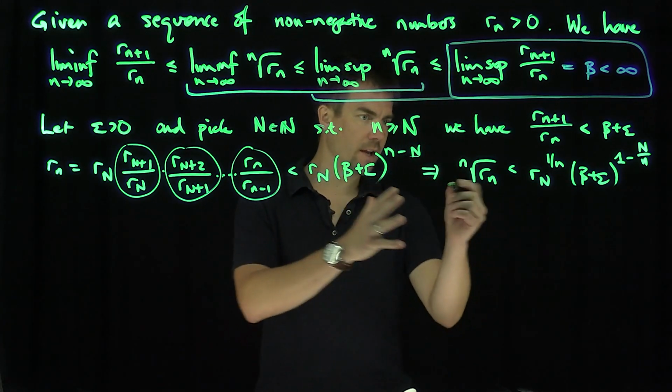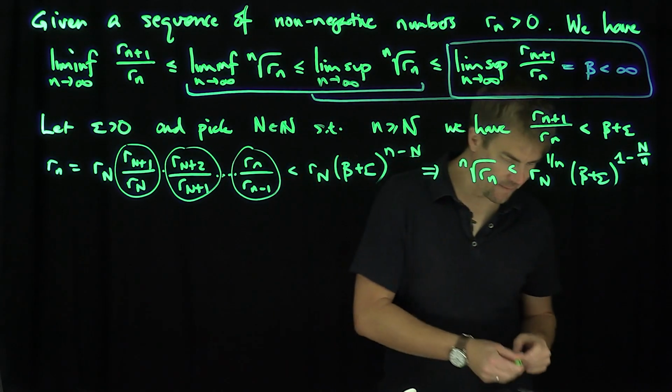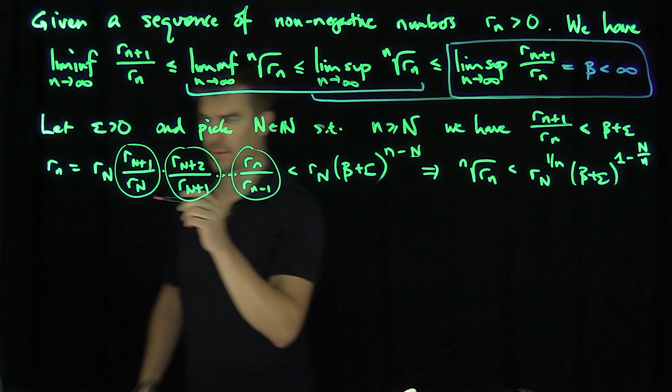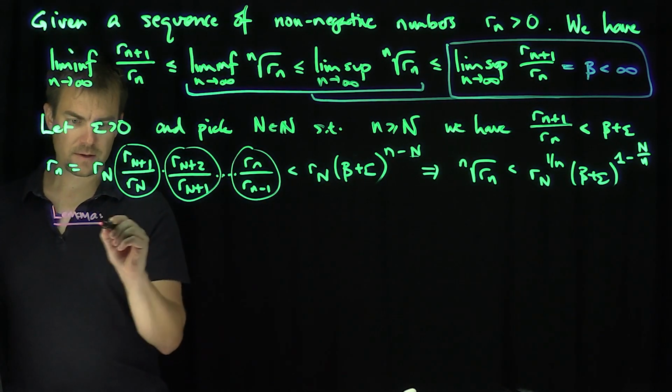So now I have an inequality over here, so I'm going to pass this inequality to the limsup. And so we're going to need a lemma for that. And of course, the lemma is something easy to understand, right? The lemma states what?